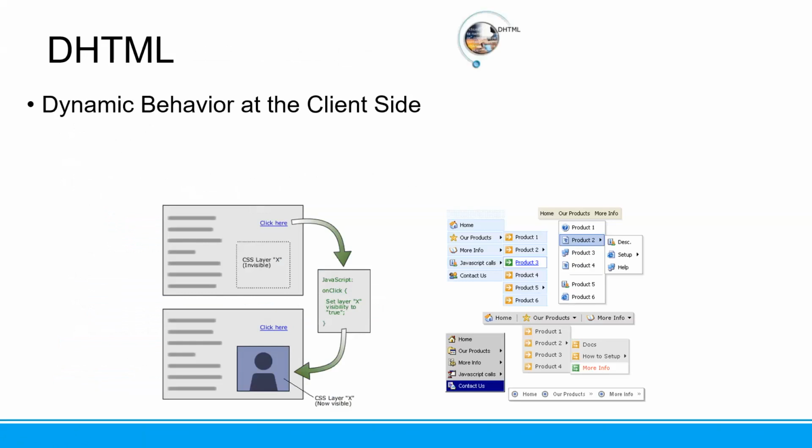When we are dealing with JavaScript, we need to understand first about the HTML. The D in front of the HTML means it is related to the dynamic. So we want to know how we can give the dynamic behavior for the client. Dynamic behavior at the client side.